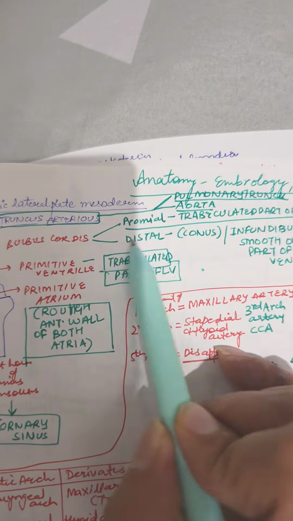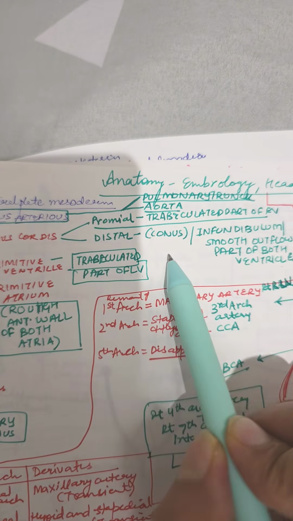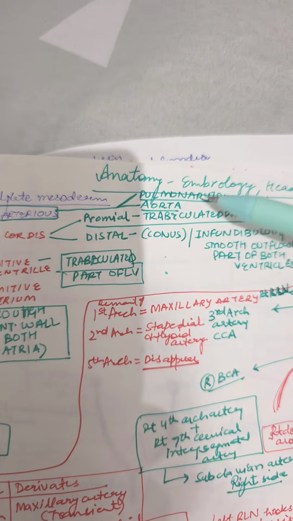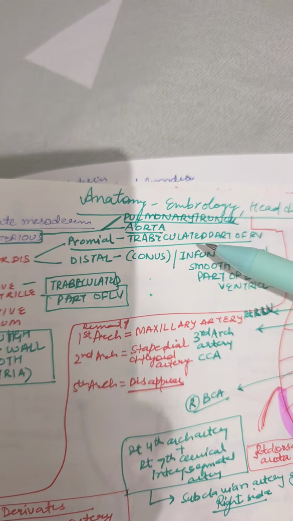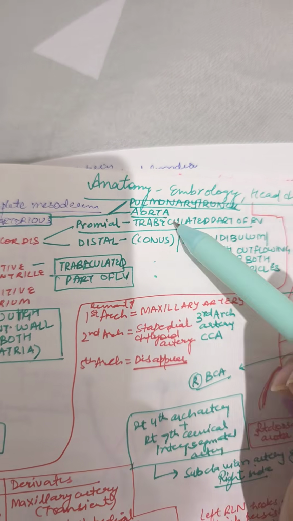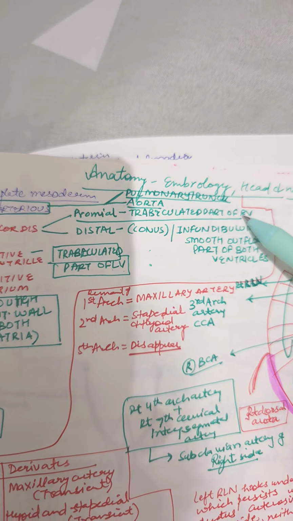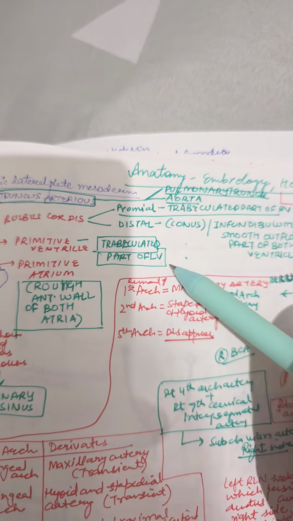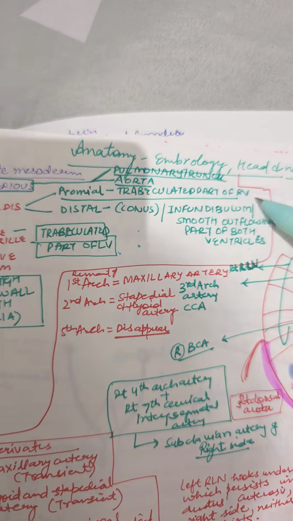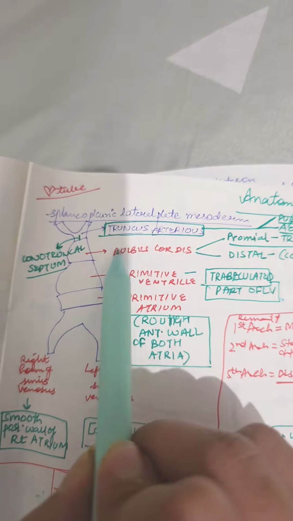Now the proximal part. The proximal part is the one which is going to form the trabeculated part of the right ventricle, right? So the trabeculated part of the left ventricle was here, the trabeculated part of the right ventricle is here, and the last is the truncus.